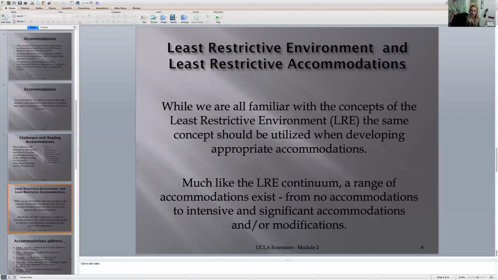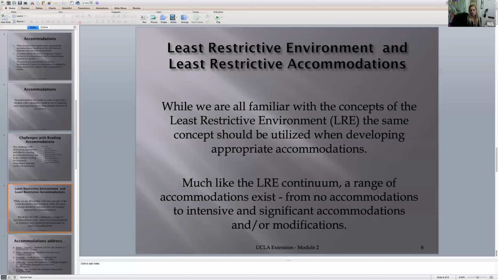Okay, now this is just a very brief review of the least restrictive environment. So again, this is all part of IDEA. That's review from the special education 101 courses that you've already taken and all the materials which you've read. But the reason why accommodations are so important is because they are consistent with educating students with disabilities in the least restrictive environment possible.